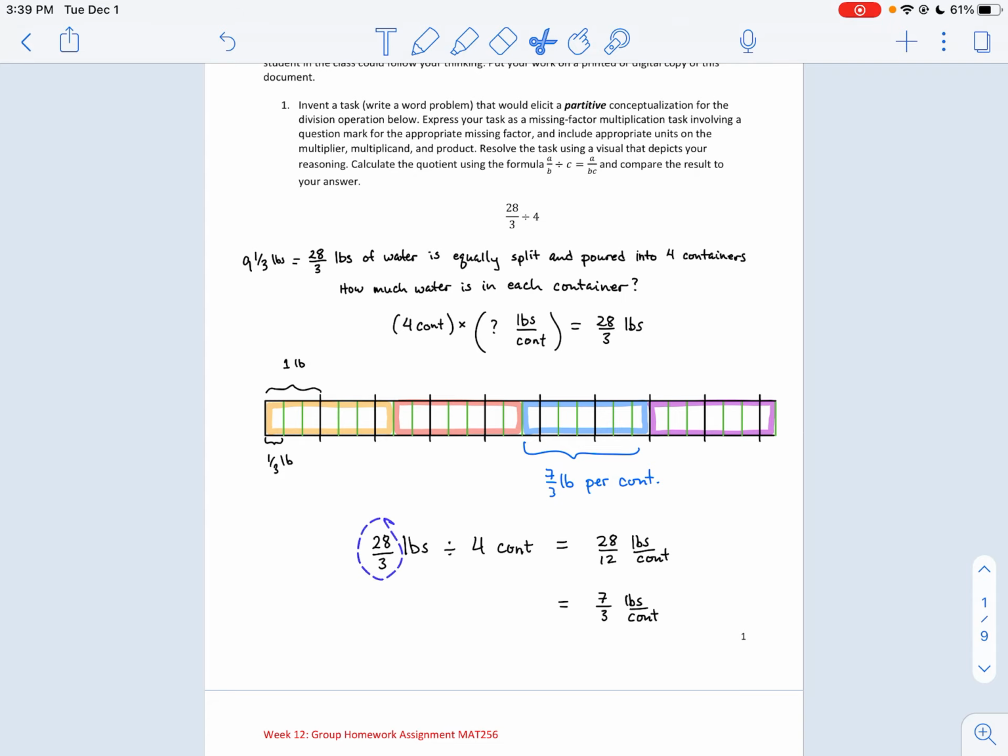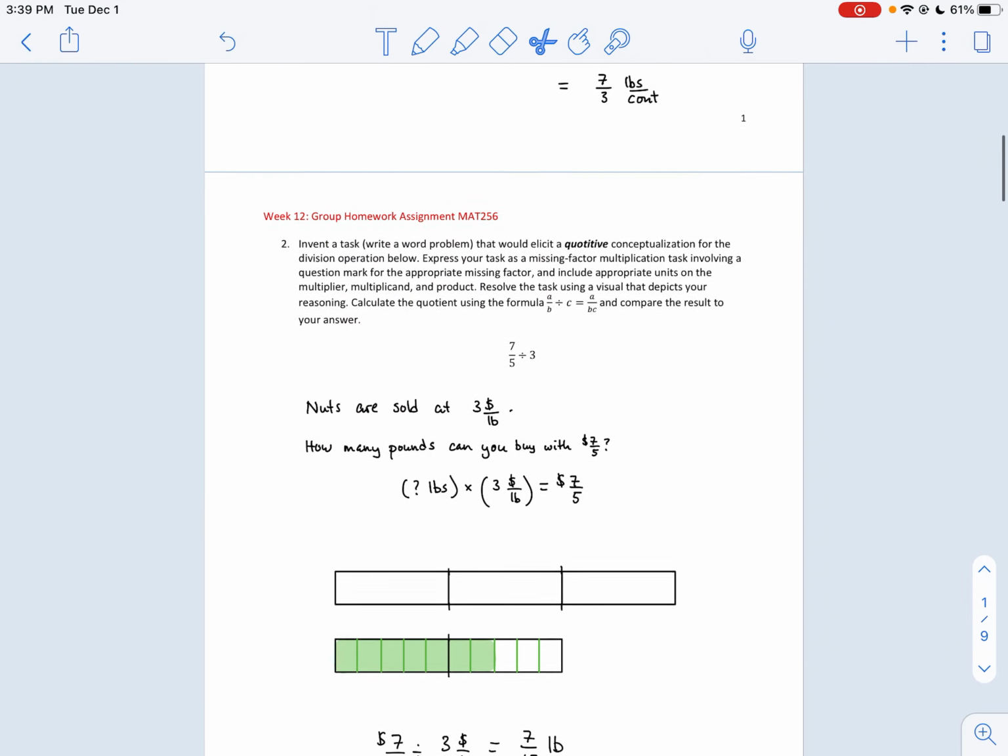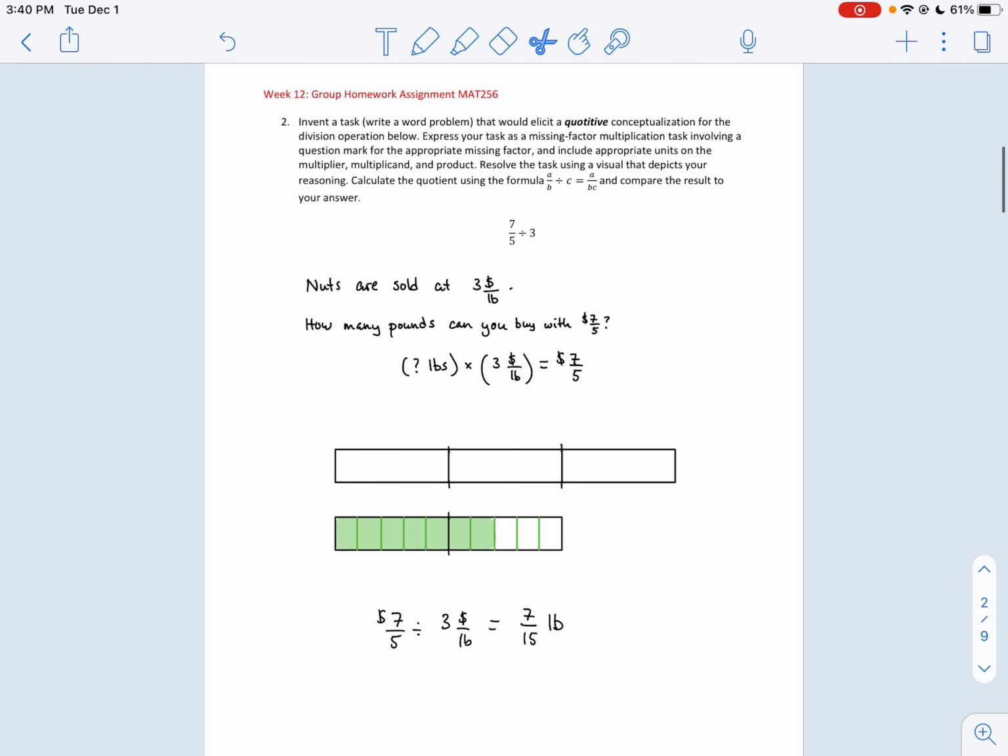And then, of course, for our division, we just use the rule that if you have a fraction divided by a non-fraction, you can just multiply the 3 and 4 and put that in your denominator. So 28/12, which simplifies to 7/3 pounds per container.